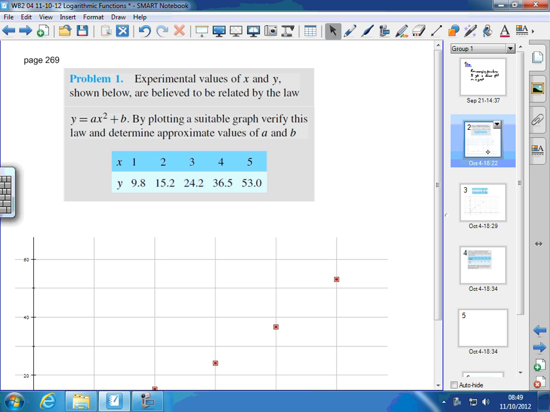Here is an example of a relationship that might well be a power function. If you wanted to have a look in the textbook, it's on page 269, work problem 1, but let's have a look at it. We've got a function here, but it's an x squared function, so y equals ax squared is the function.